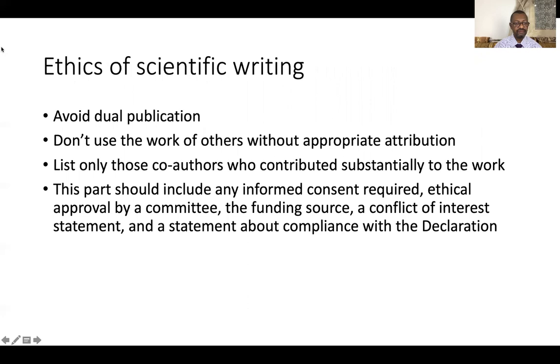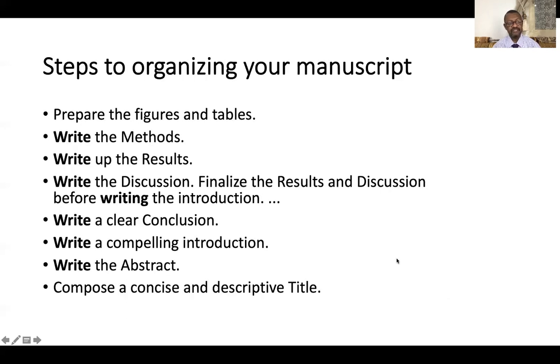So it's very important here to know about the ethics of scientific writing. One of these issues is to avoid dual publications. Don't submit your article to more than one journal, and don't use the work of others without appropriate attribution as well. Also list only those co-authors who contributed substantially to the work. This part should include any informed consent, required ethical approval by a committee, the funding source, a conflict of interest statement, and a statement about compliance with the declaration.